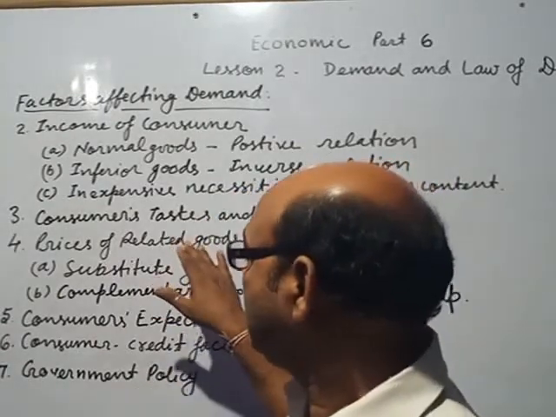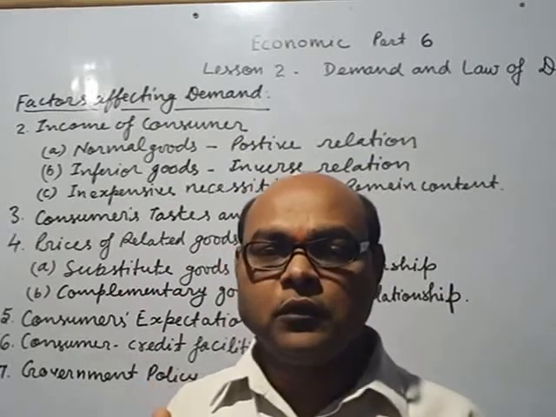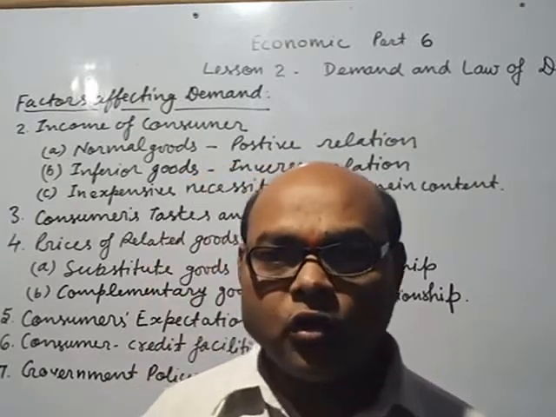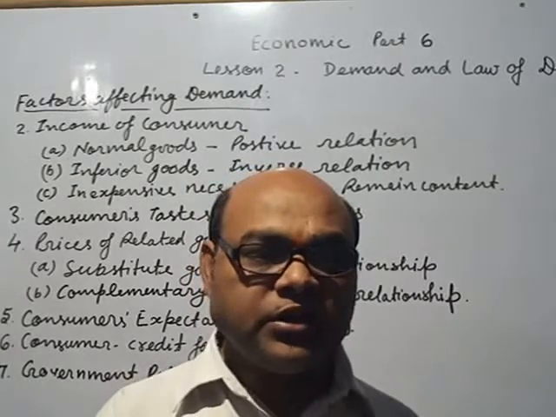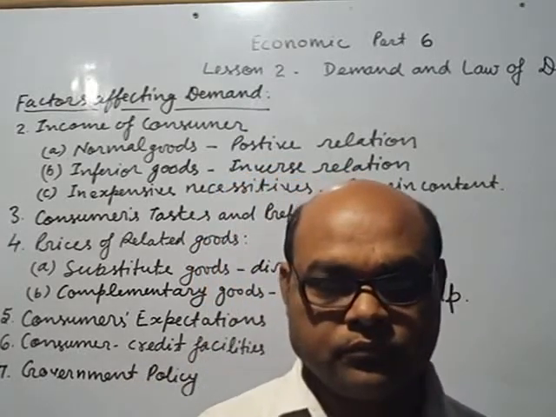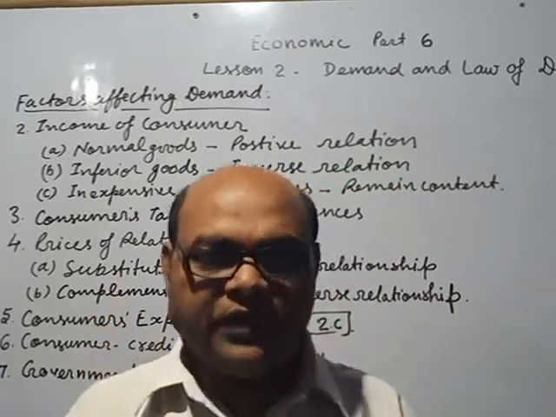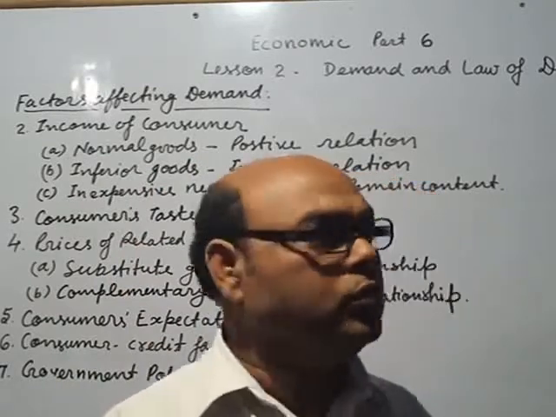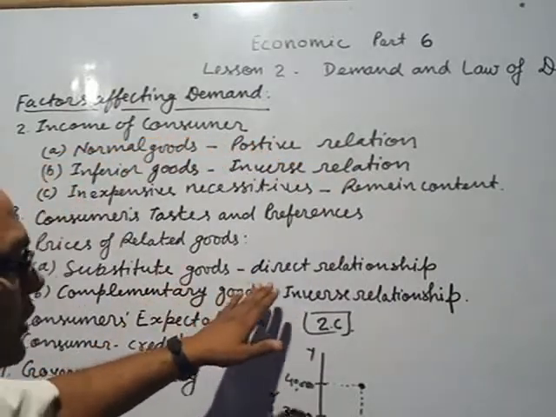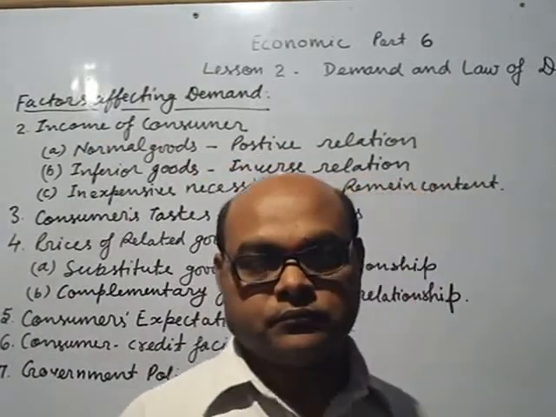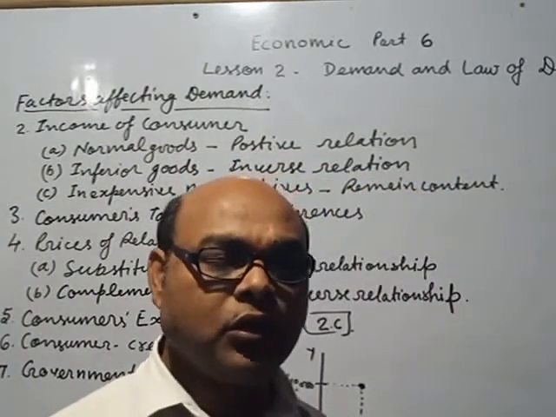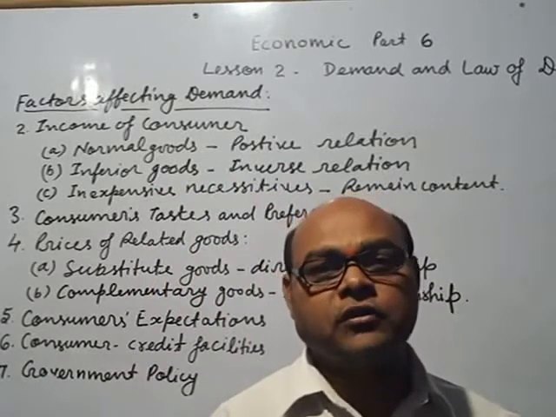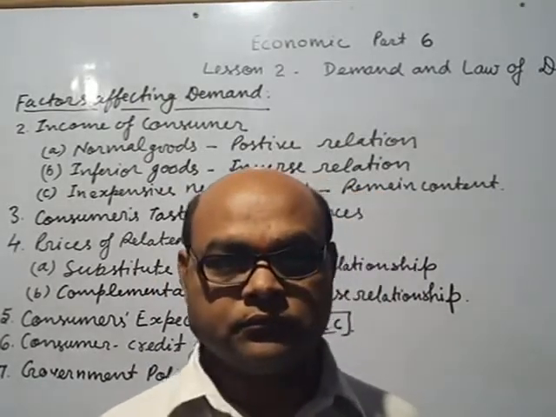Now, the price of one commodity and the demand of its substitute goods: between these two, there will be a direct relationship. If one commodity's price is increased, the demand of the substitute goods will also increase. How is it?